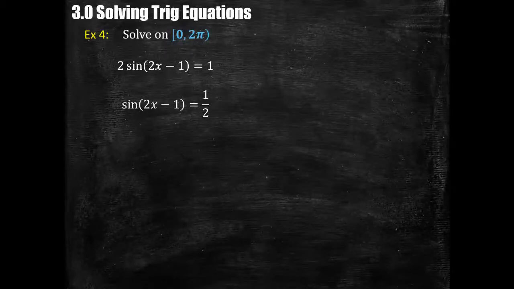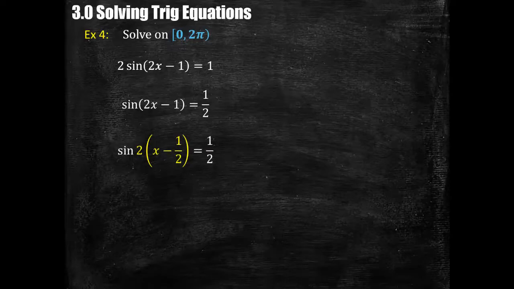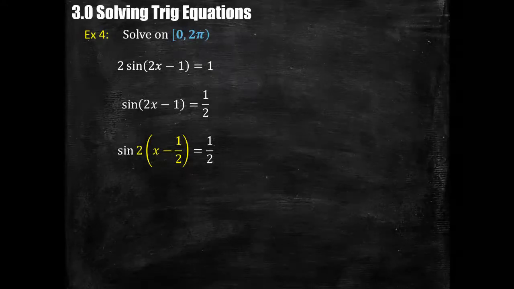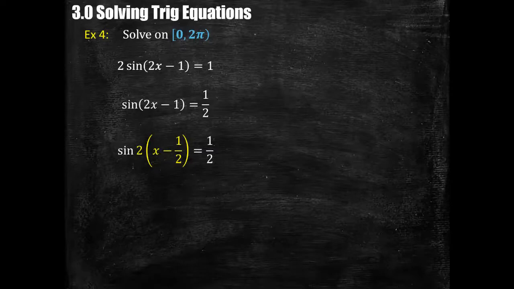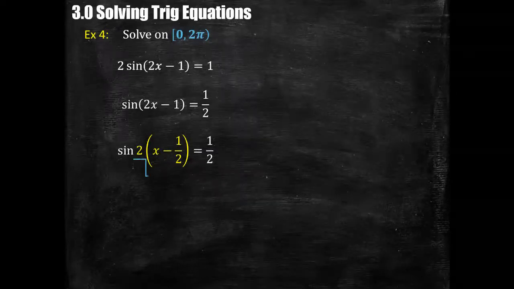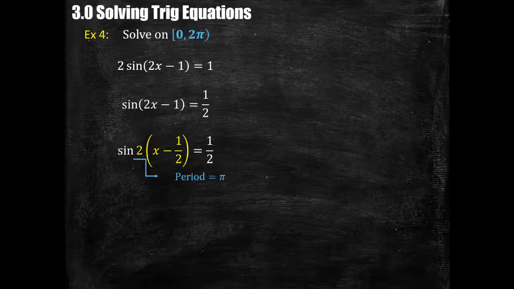I guess there's a few things that I could do here, right? So I'm going to actually go ahead and factor out that 2. Sine of 2x minus 1/2 equals 1/2. And I know that this 2 indicates to me that I have a period of pi, right? We know this. Let's bring back what we know about graphs. So let's use some substitution here.